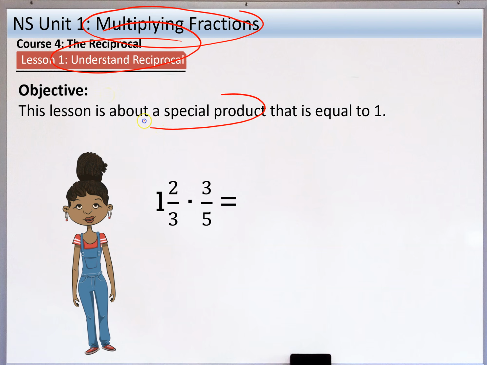Our last lesson was about a very important concept. It's a special product that is equal to 1. We're going to need this when we get to Unit 2 and we start talking about dividing fractions, and also in later units when you're solving one- and two-step multi-step equations. So let's get started.